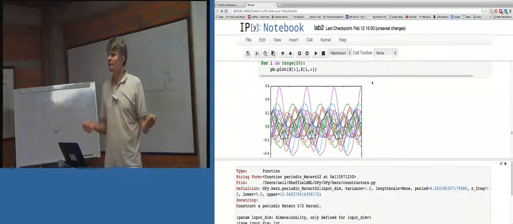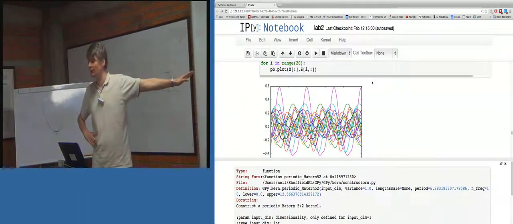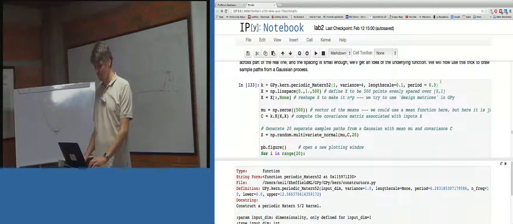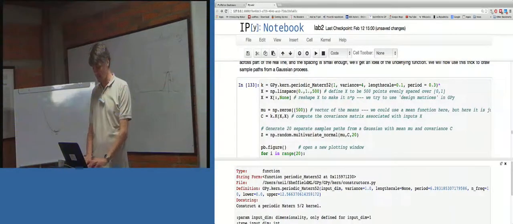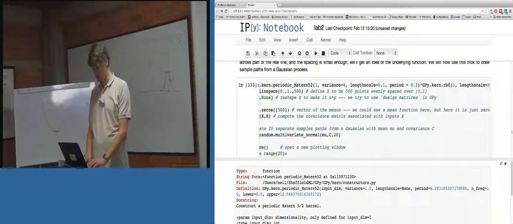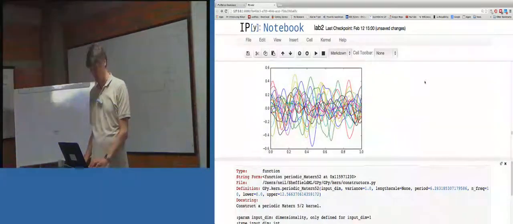So maybe things aren't totally periodic. They're sort of pseudo-periodic. So we could add another term to it, that's one thing. But another thing we could do is allow the period to soften as the years go on by multiplying by an RBF, or whatever we want to multiply by. Length scale equals 0.3. Now, if you do this, those functions will be sort of pseudo-periodic.